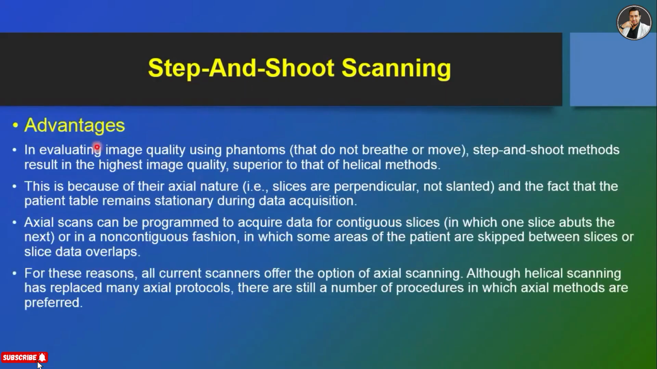Now, there are advantages in step and shoot scanning. In evaluating image quality using phantoms that do not breathe or move, step and shoot methods result in the highest image quality, superior to that of helical methods. This is because of their axial nature: slices are perpendicular, not slanted, and the patient table remains stationary during data acquisition. The quality of the scan is better because the CT table does not move during data collection.